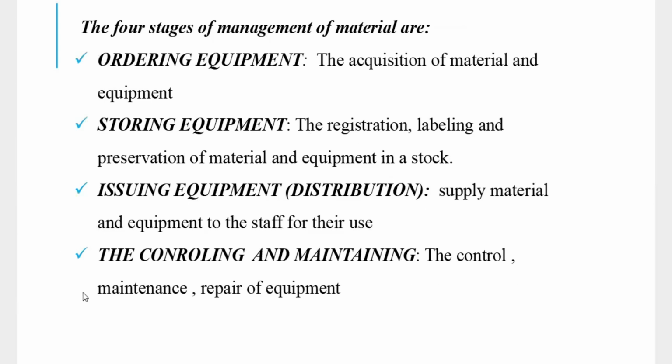So in management of materials, we have 4 stages. We have to start by ordering, storing, issuing equipment or distribution, and controlling or maintaining. Starting with ordering, that is acquisition of materials. In ordering, you have to show the technical specification of equipment, and you identify the specific characteristics that you need. Storing equipment is about the registration, labeling, and preservation of material and equipment stocks.